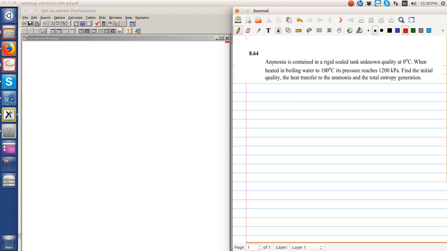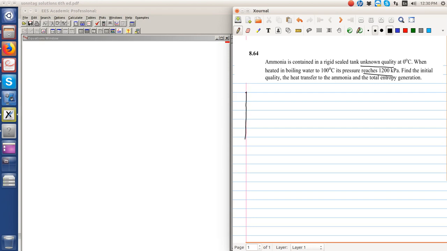We look at problem 8.64 of Sontag, in which ammonia is contained in a rigid sealed tank of unknown quality at 0 degrees Celsius. When heated in boiling water to 100 degrees Celsius, its pressure reaches 1200 kilopascal. Find the initial quality, the heat transfer, and the total entropy generation.